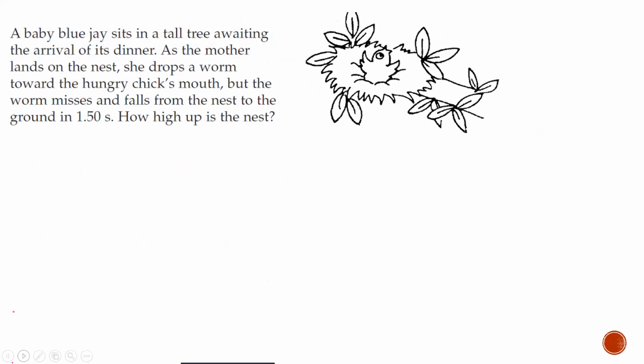Now, there's a baby blue jay sitting in a tall tree awaiting the arrival of its dinner. As the mother lands on the nest, she drops a worm towards the hungry chick's mouth. But the worm misses and falls from the nest to the ground in 1.5 seconds. How high up is the nest? How high? I'm asking you about the distance.